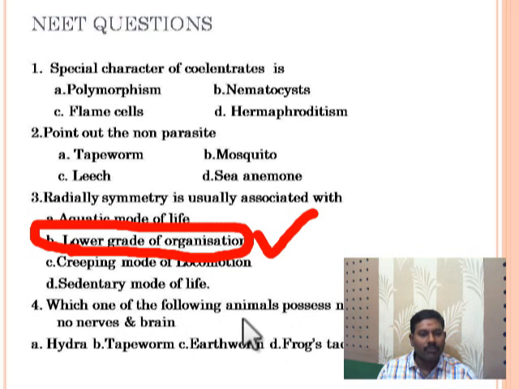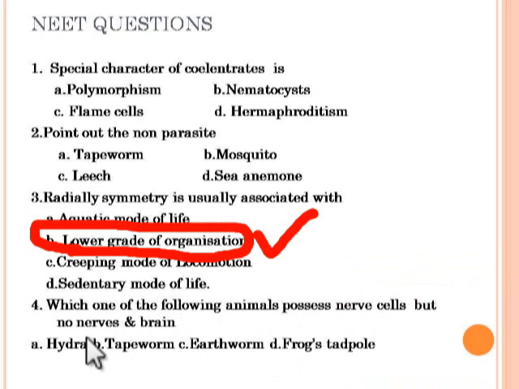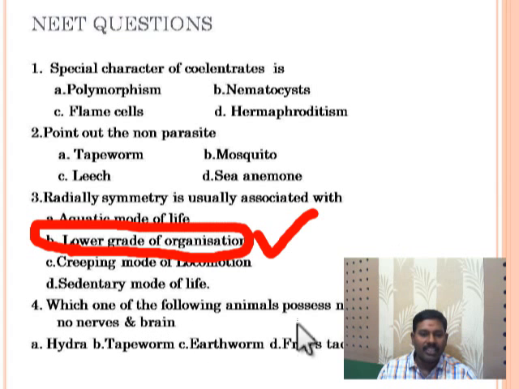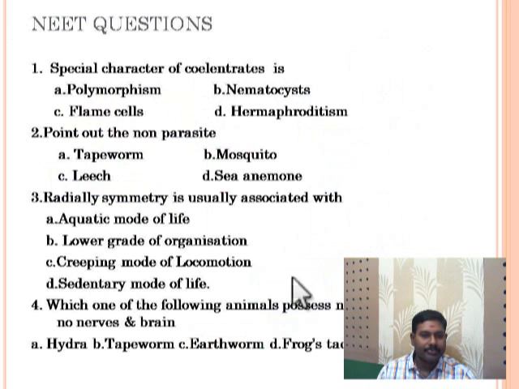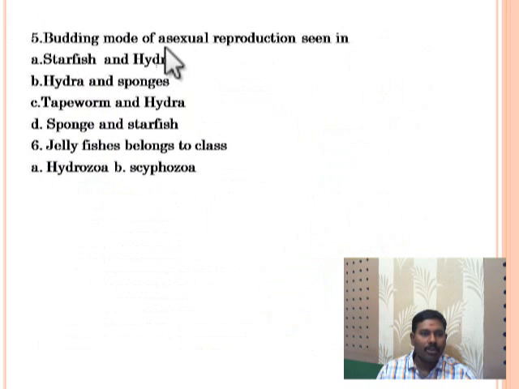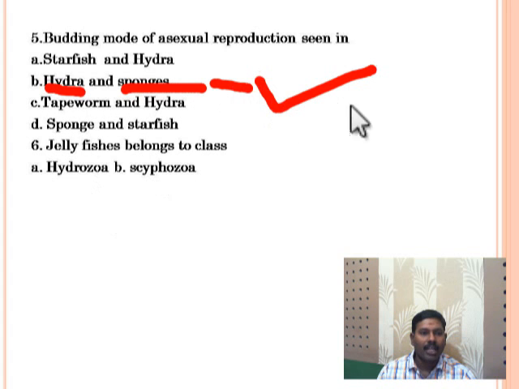Next, which one of the following animals possesses nerve cells but no nerves or brain? This thing I already discussed with you. The answer is Hydra. This regeneration power is due to the presence of nerve cells, but there is no nervous system. Budding mode of asexual reproduction is seen in? Here what is the answer? In sponges, fragmentation is there. In Hydra, budding is there. Then what is the answer? Hydra and sponges.